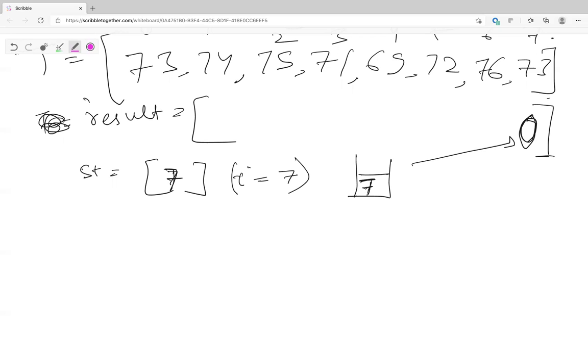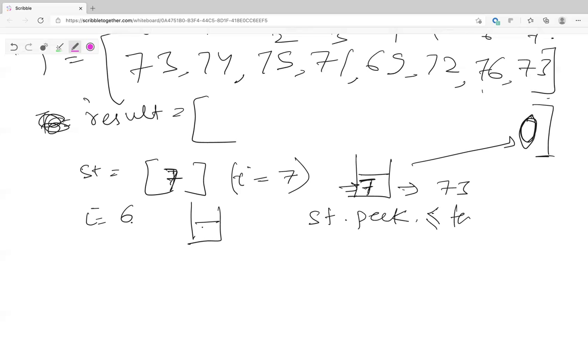Now when I'm at I equal to 6, I check into my stack. I have 7. I check the temperature. It is 73. I pop it out. I keep popping out till the temperature on the stack dot peek is less than or equal to the temperature I'm currently at. Till that time I keep popping it out, also making sure stack never goes empty. So 73 goes.